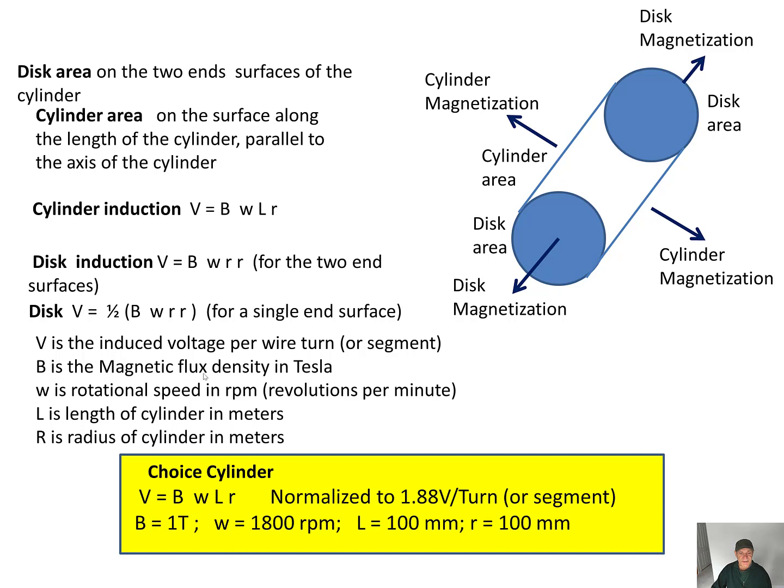B is the magnetic flux density in Tesla. W is the rotational speed in RPM, revolutions per minute. L is length of cylinder in meters. R is the radius of cylinder in meters. So the voltage is V W L R. I normalized to 1.8 volts per turn or segment. That's with the following condition: B at 1 Tesla, W at 1800 RPM, L 100 millimeter, and R equals 100 millimeter.